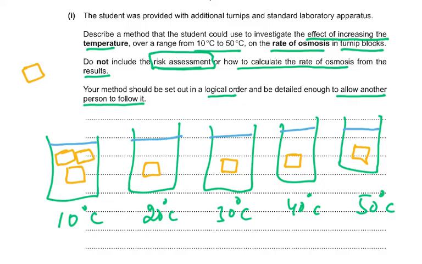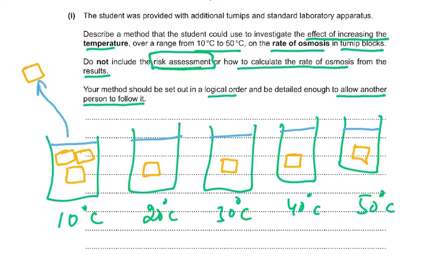So at each temperature, measure the initial mass and then the final mass after a set time, or you can say 4 minutes or 5 minutes. And for each temperature, use at least 3 different blocks and calculate a mean, because that increases the reliability of the experiment.